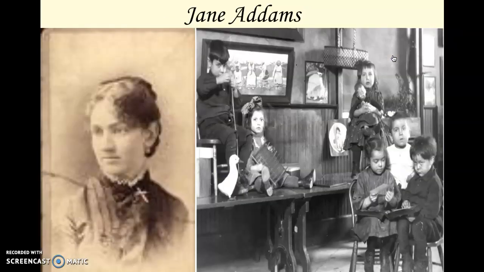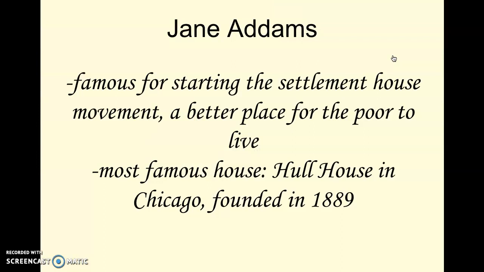One of the more important people was a lady named Jane Addams. She's famous for starting what's called the settlement house movement, which is kind of like a nicer version of a homeless shelter, trying to keep families together, trying to get them a place to stay, a clean place to live, better things to eat, trying to get them jobs, get them back on their feet. The most famous example was the Hull House, which was started in Chicago in 1889.